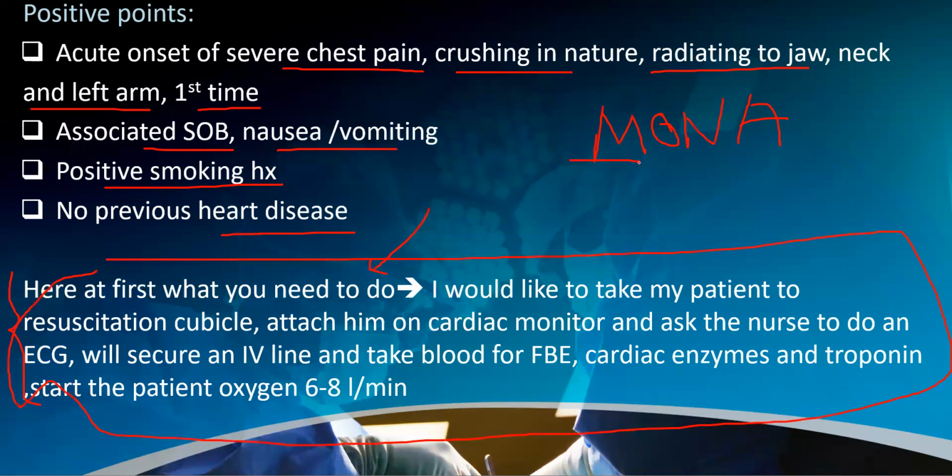So what is MONA? Morphine, which you will give during the pain management. Oxygen only needed if patient saturation is low. Nitrate and aspirin. Now these two, if you see that in the exam question, they have given an ECG and it shows like it's an MI, you should immediately give aspirin to the patient and nitrate.